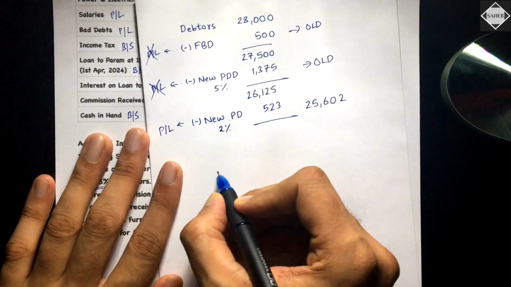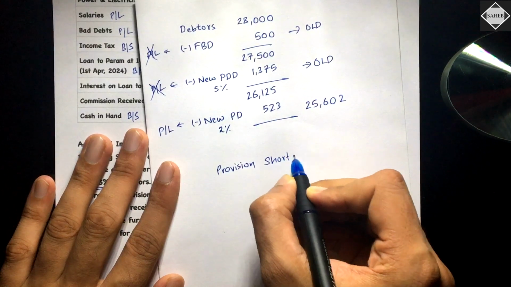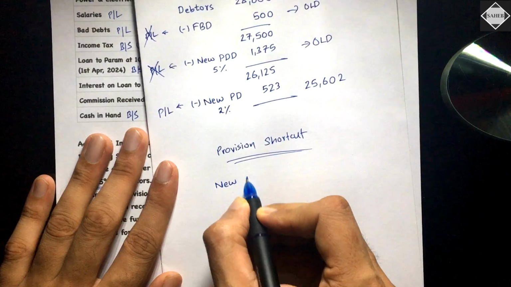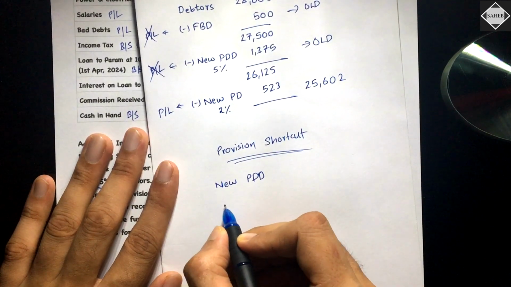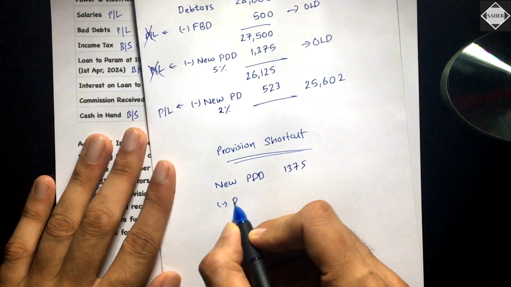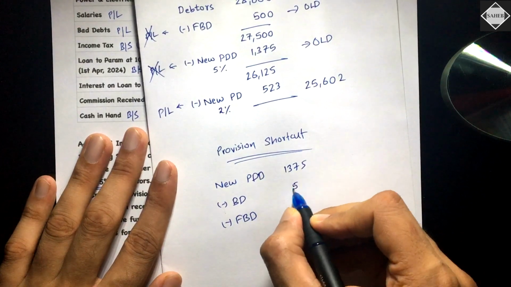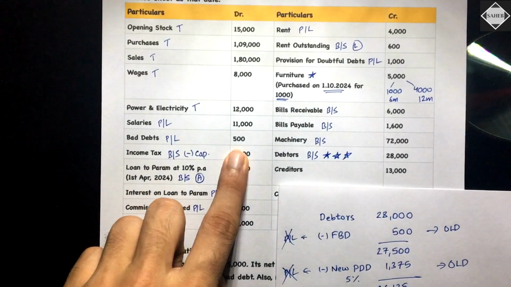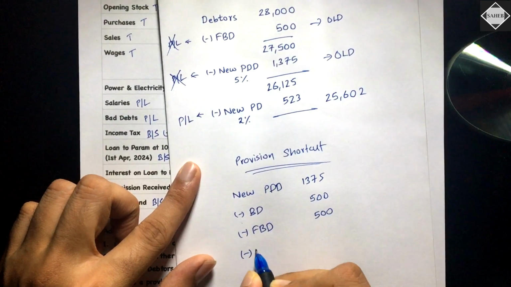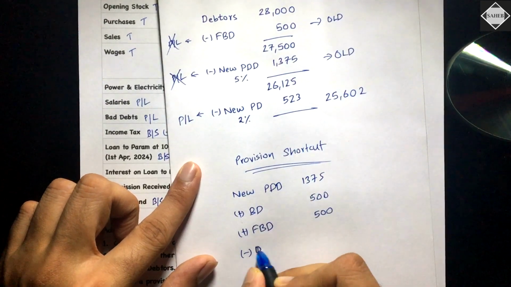So how that will happen? It's really simple. We will make use of the provision shortcut to calculate how much will hit profit and loss. So how we do that? First we take new PDD. New PDD is 1375. From that we subtract bad debts, further bad debts. Bad debts is 500, which is there in trial balance, and then further bad debts is also 500, which is there in adjustment. And then old, sorry, we add first and then we subtract old provision.